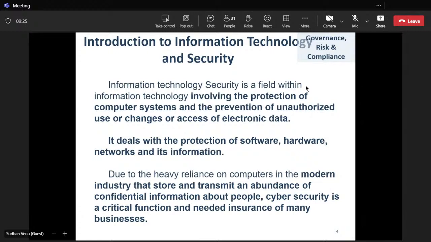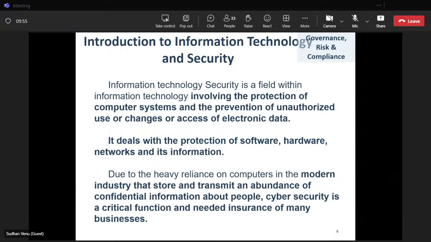We should discuss application security. If any unauthorized user gets access in order to manipulate the data, it will be very harmful in terms of information technology. So in order to secure those things, we have to protect the system and prevent unauthorized access or changes to the electronic data. It deals with the protection of software, hardware, network and then its information.